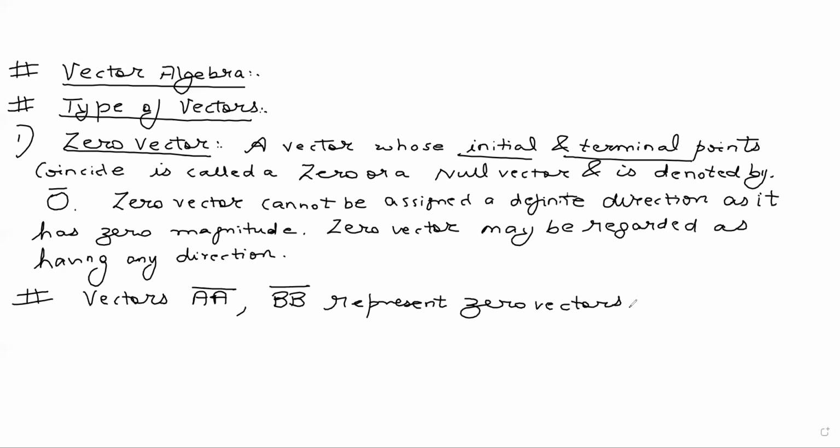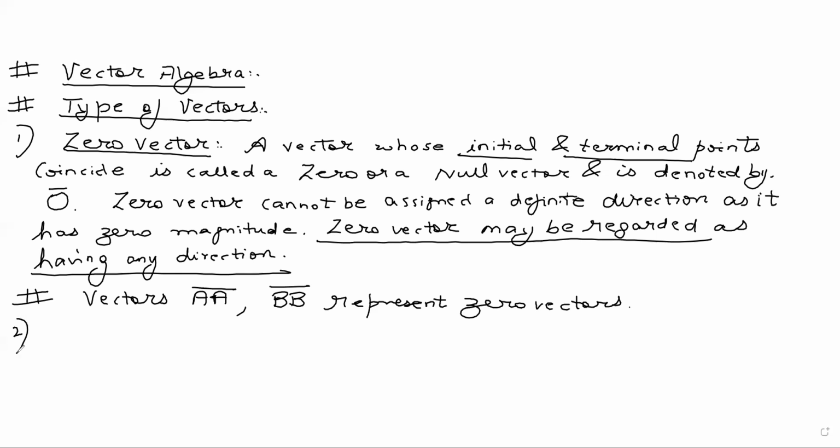I hope all students have understood the definition of a zero vector. That vector whose initial and terminal points are the same is called a zero or a null vector. It is denoted by 0 with a bar on the top. You cannot assign a definite direction to a zero vector because it has zero magnitude. Another way of saying it, zero vector may be regarded as having any direction. And the vectors AA bar and BB bar represent the zero vector. This is one particular example.